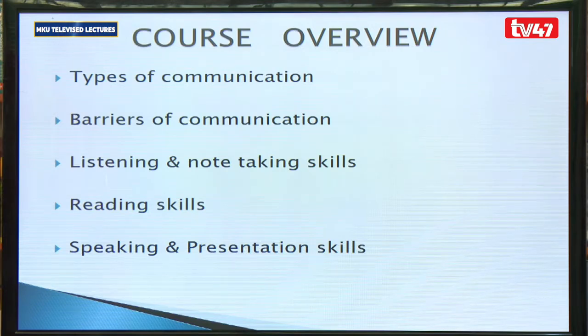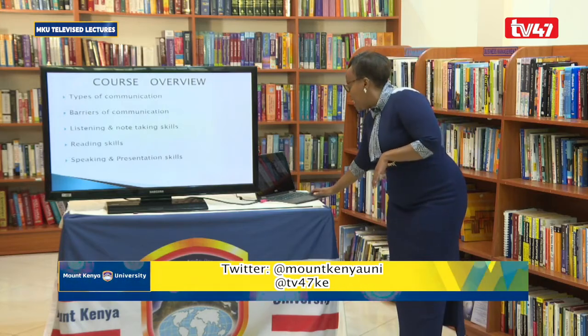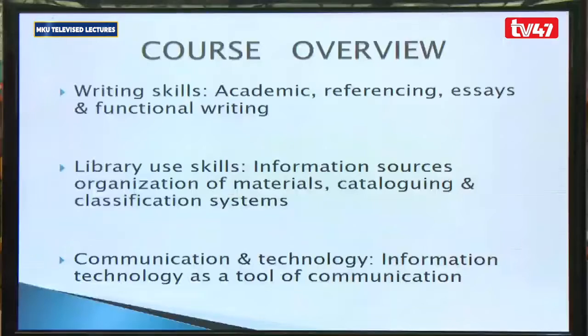And then now, we'll start looking at the 4 skills. We'll look at listening and note-taking skills, and then reading, speaking, and presentation skills. And then the next topic in the course outline will be about the writing skills. We'll look at what is academic writing. And we will say that this is a type of writing that is written by a scholar to another scholar. And therefore, you need to acknowledge the sources of information that you are using in your piece of writing.